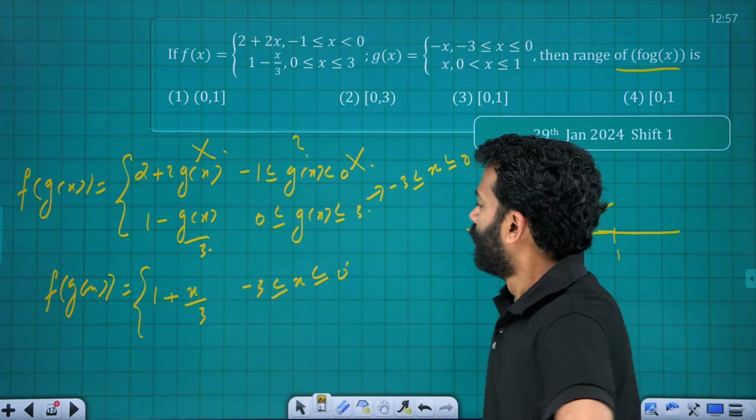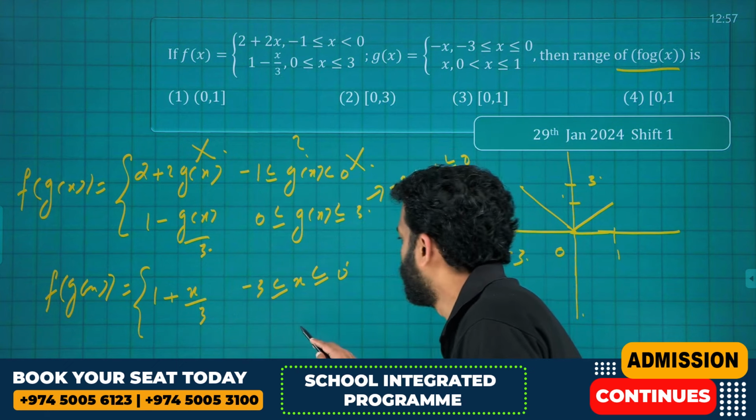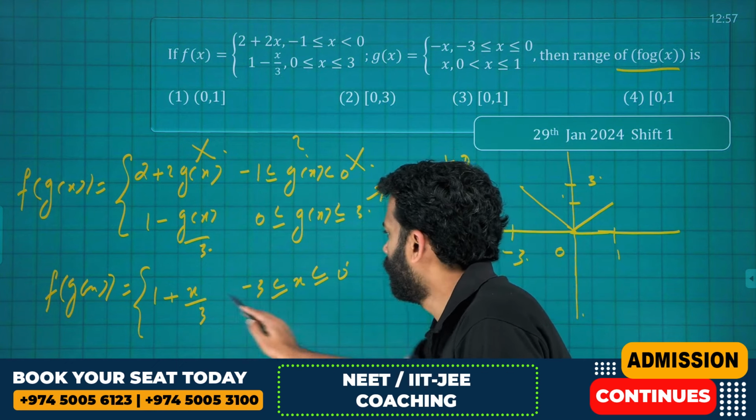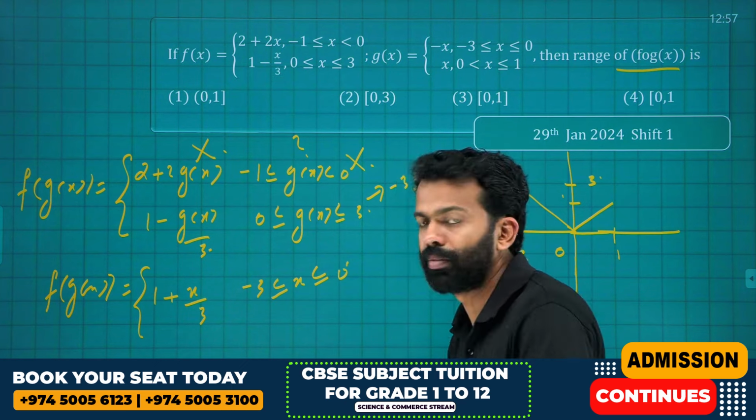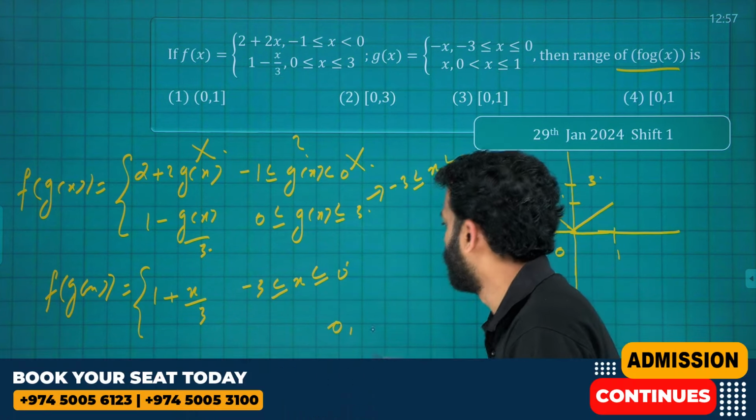Then we need to find the range. It's very easy. Substitute the minimum value here. You will get 1 plus minus 3 by 3, that is 1 minus 1, that is 0. And substitute 0 here. You will get 1.